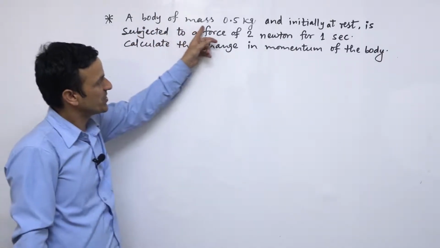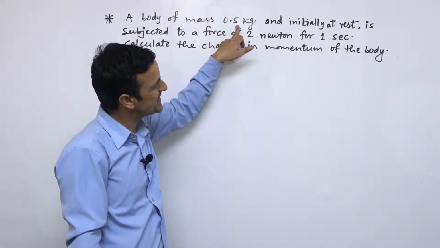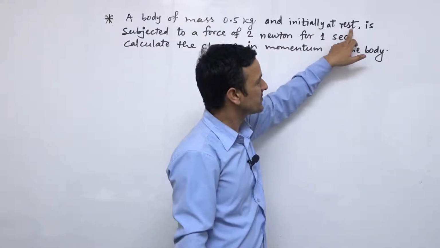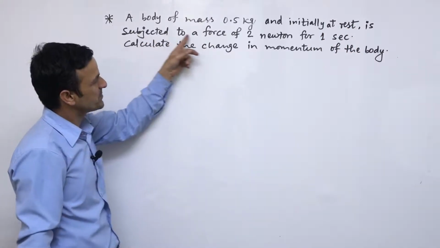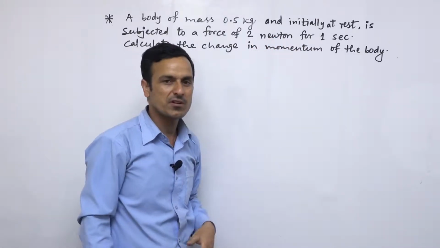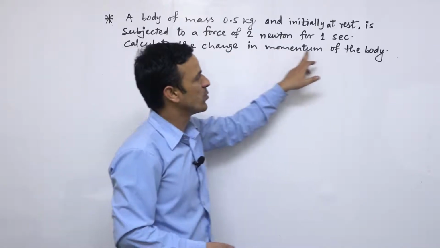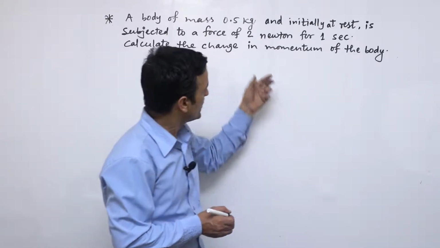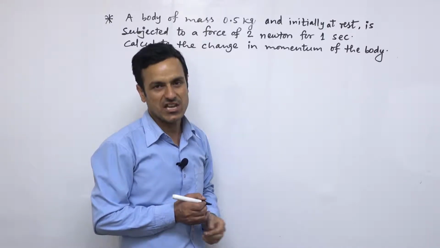So we have this question now. We have a body whose mass is 0.5 kg and it is starting from rest, that means u is equal to 0 obviously, and subjected to a force of 2 newton, F is equal to 2 newton, for a time of 1 second. Calculate the change in momentum of the body.